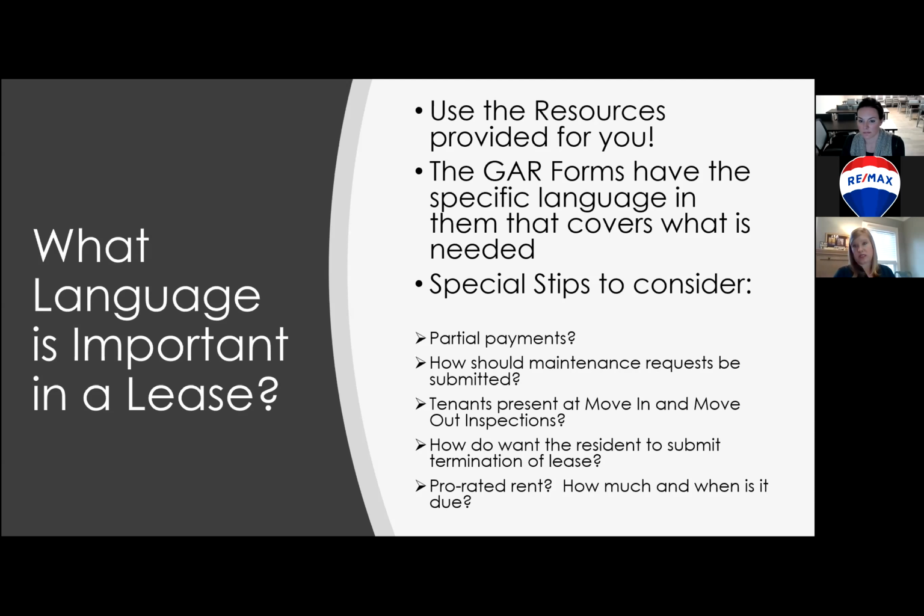How should maintenance requests be submitted? Are you going to allow your tenants to call you or call the owner and let them know what's wrong? Or are you going to require them in writing so you've got a paper trail of everything? Do your tenants need to be present at the move-in and the move-out inspection, or can you do those on your own and have them sign off on them? How do you want the resident to submit their termination of lease? Are you going to require a 60-day notice online, or do you need it in writing, or is a phone call acceptable? And prorated rent, you definitely need to include that in your special steps. I don't believe it's in the GAR form, and you need to specify the amount of the prorated rent and what dates it's covering.